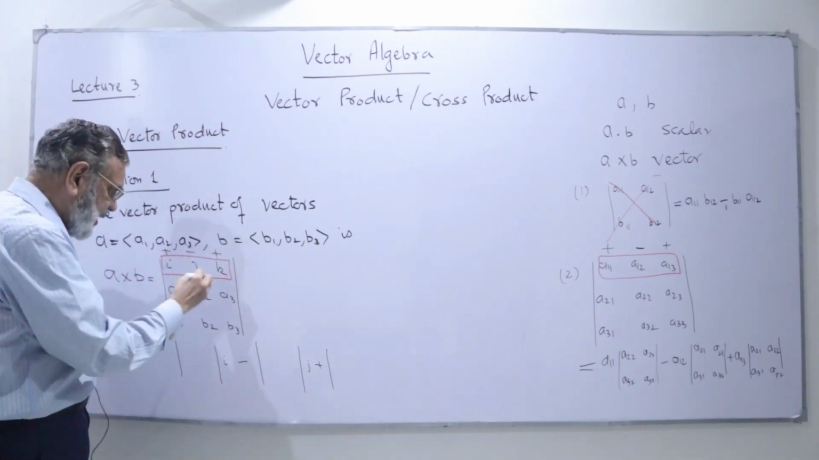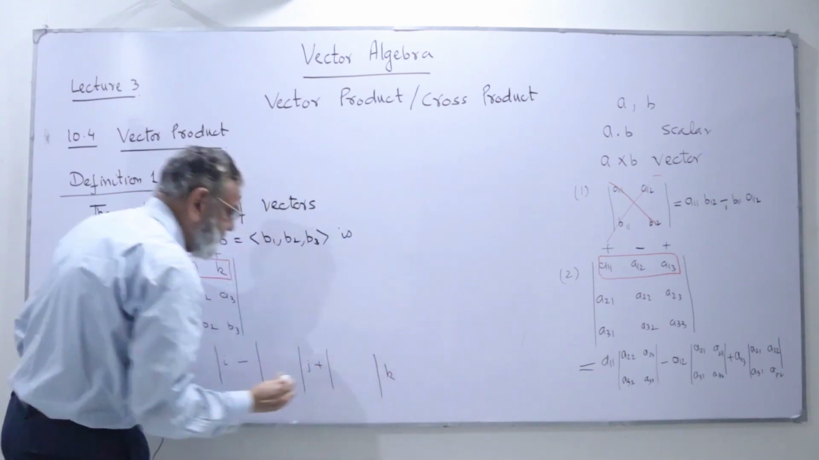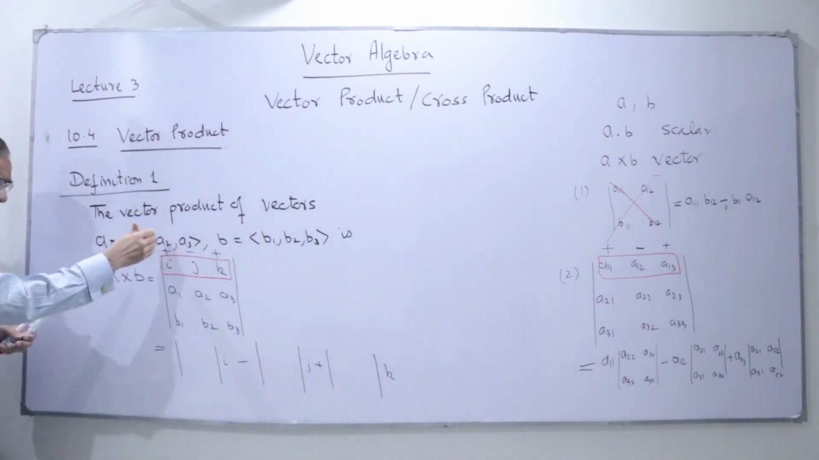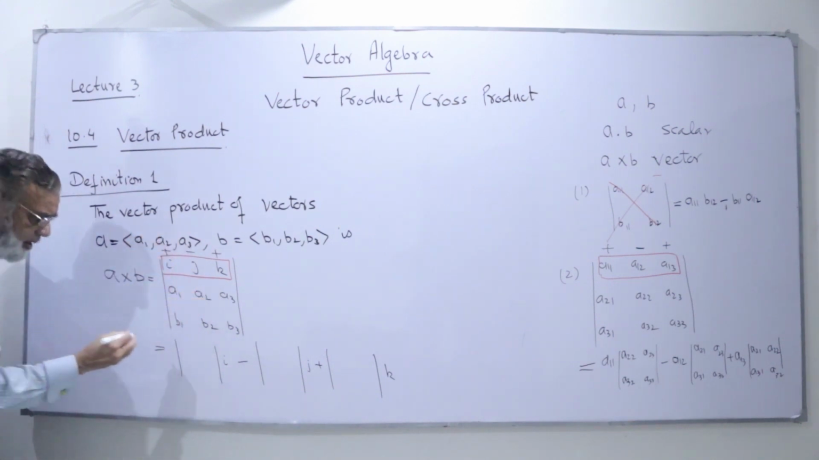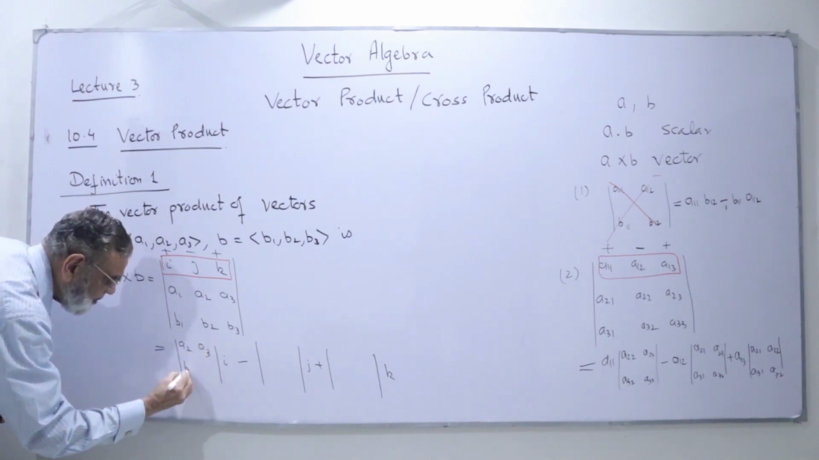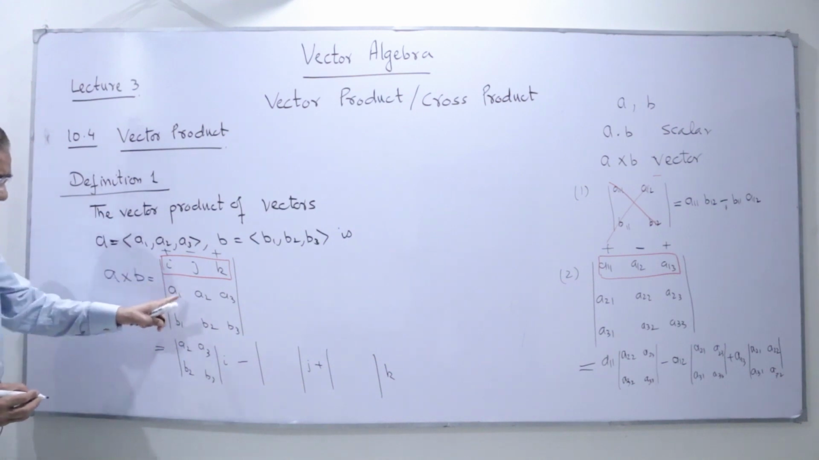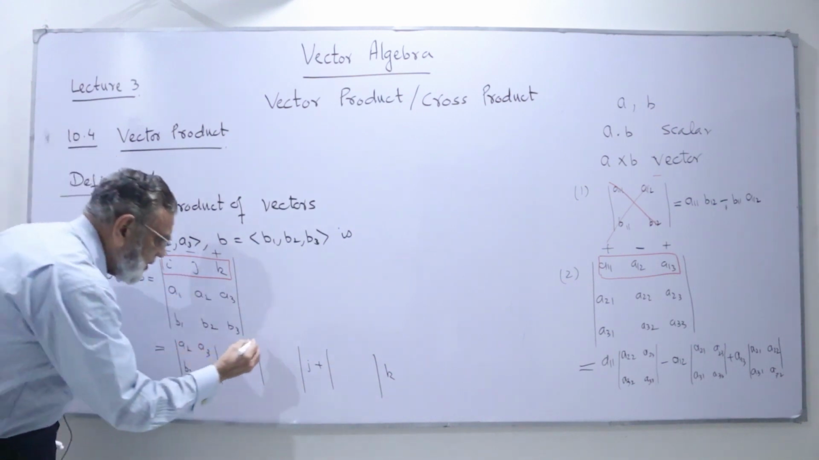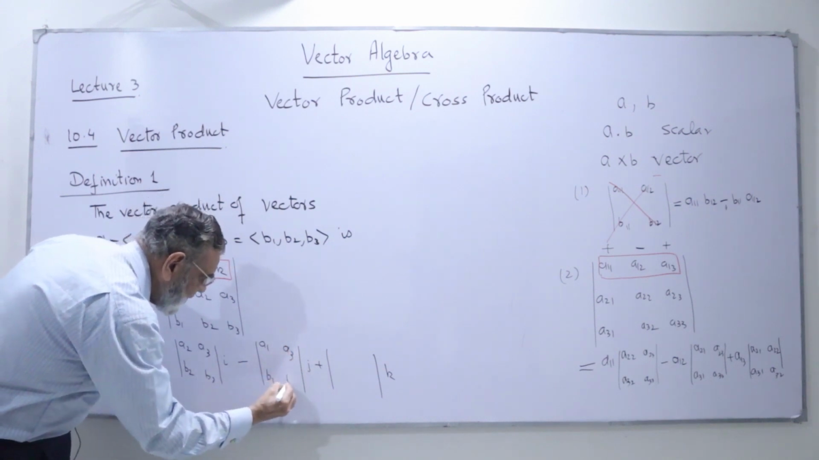Then here with K, we have the cofactor of K. So we write that one. We have removed this row and this column. We get A2, A3, B2, B3. Then for J, we get A1, A3, B1, B3.